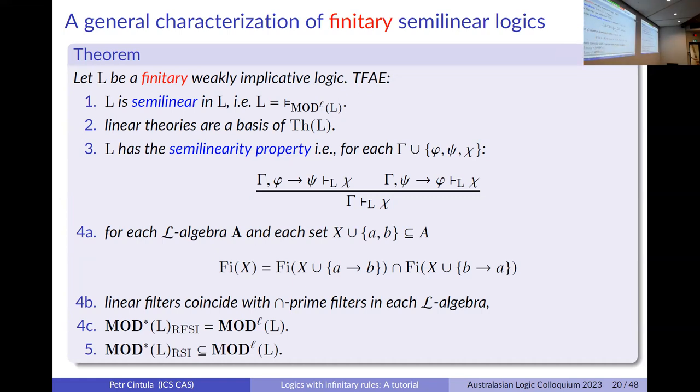And let me show you one particular theorem, which looks ugly, but it's not ugly, it's very nice. Now for finitary logics, if the logic is finitary, we have these properties. Being semilinear, so complete with respect to chains, is the same as that linear theories are a basis of the system of all theories. It is the same as having the semilinearity property. This is a nice, simple syntactical characterization, just saying that whenever you prove something from one implication and from the other, you have this. It's quite easy to see now. If a logic is semilinear, you have a linear counterexample.